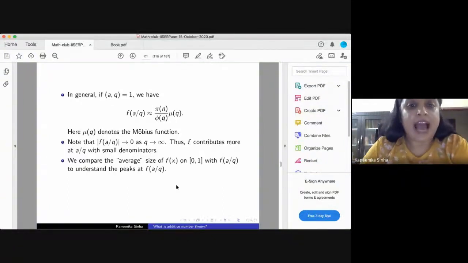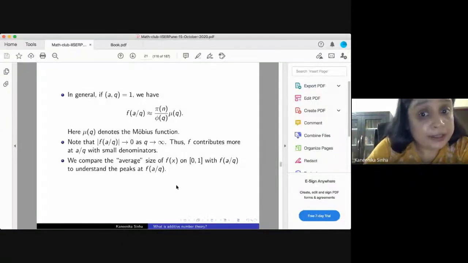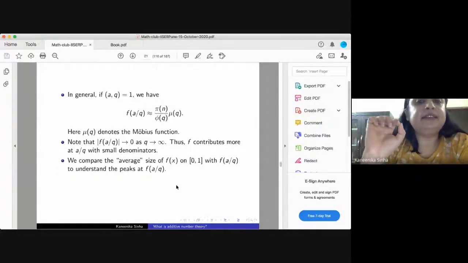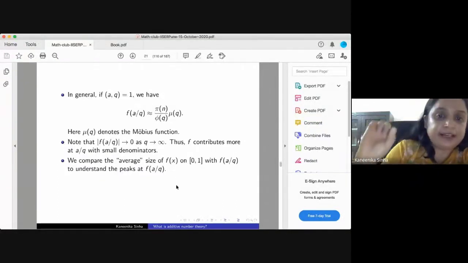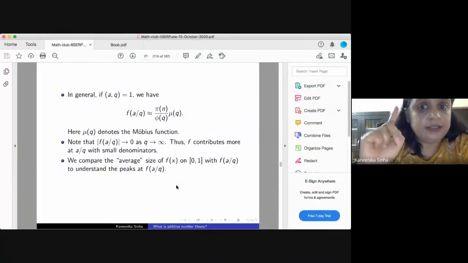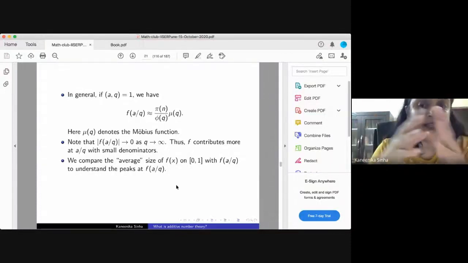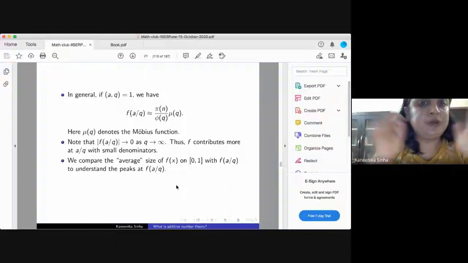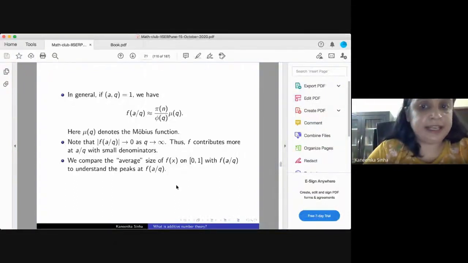So we have to compare the average size of our function f of x on the entire interval 0 to 1 with these points at the rational values. This is also a fundamental theme in the circle method. Intuitively, Ramanujan, when he first wrote his letters to Hardy, observed that at the rational points, functions which come from these exponential sums have very, very high values. That observation itself was a very new and fresh insight. And this was developed very carefully later on with Hardy once he moved to England.